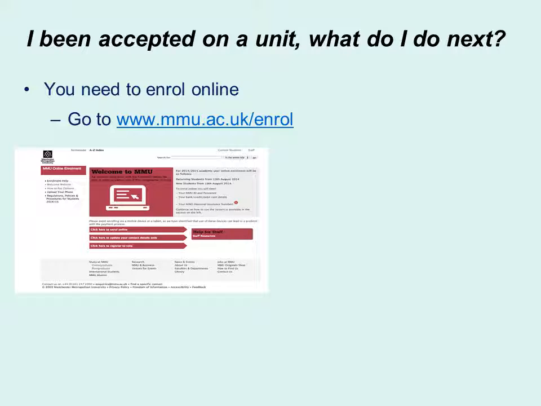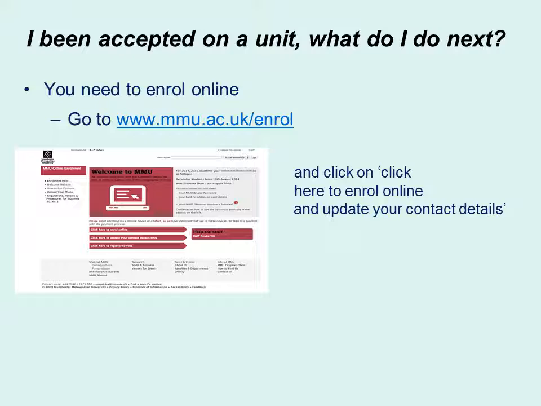You do this by going to the URL address shown on screen, and there is a snapshot of the front screen of our enrolment page. When you're on this page, you should click here to enrol online and update your contact details. To proceed with online enrolment, you need your MMU ID, which you will find on the top of your admissions letter, and your password, which is initially set as a variation of your date of birth.